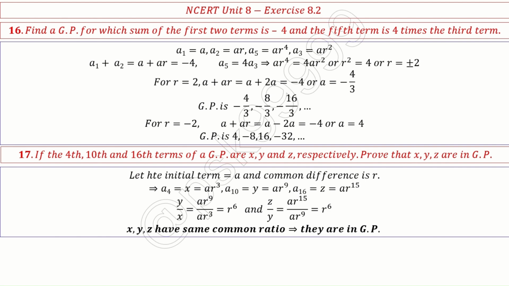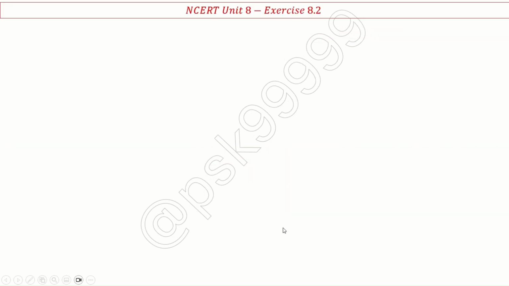Now for three terms to be in GP, you need to prove that Y square equal to XZ, or Y by X equal to Z by Y, right? So let's take Y by X. Y by X is R to the power of 6 and Z by Y is also R to the power of 6. That means X, Y, Z are in GP. They have the same common ratio, so they are in GP. Okay. Next.